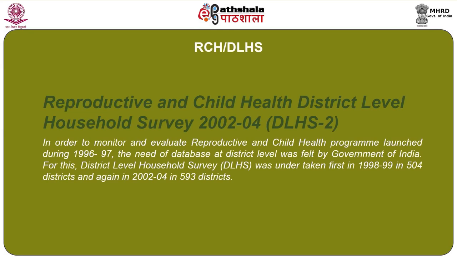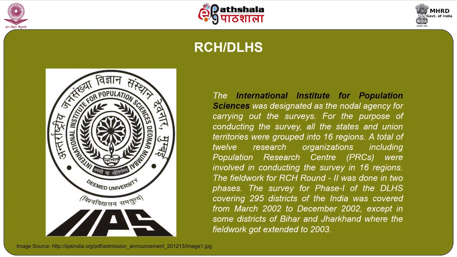Reproductive and Child Health District Level Household Survey 2002 to 2004, which is usually called DLHS-2. In order to monitor and evaluate the reproductive and child health program launched during 1996 to 97, the need of a database at district level was felt by the Government of India. For this, the District Level Household Survey, DLHS, was undertaken first in 1998-99 in 504 districts and again in 2002 to 2004 in 593 districts. The International Institute for Population Sciences was designated as the nodal agency for carrying out the surveys.